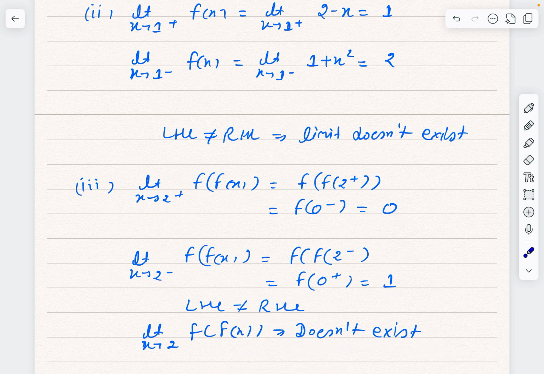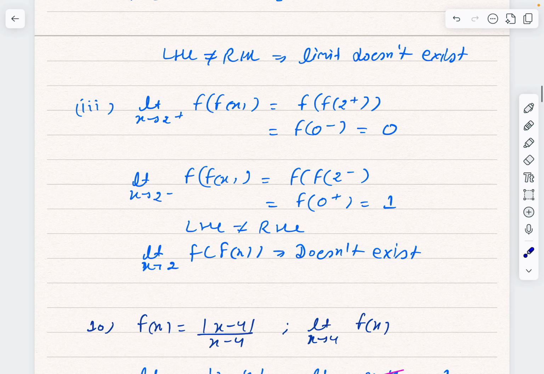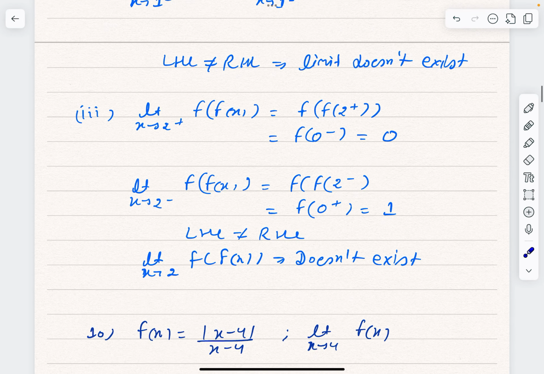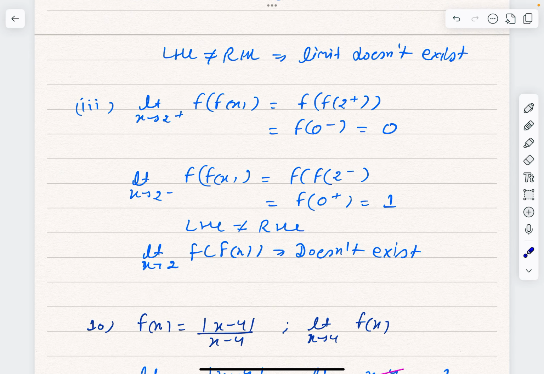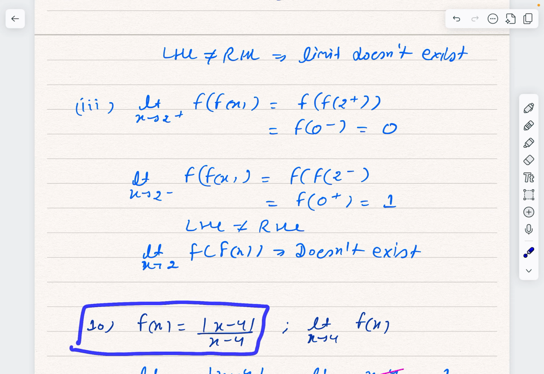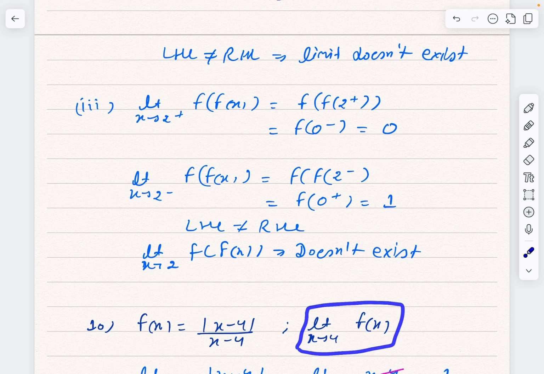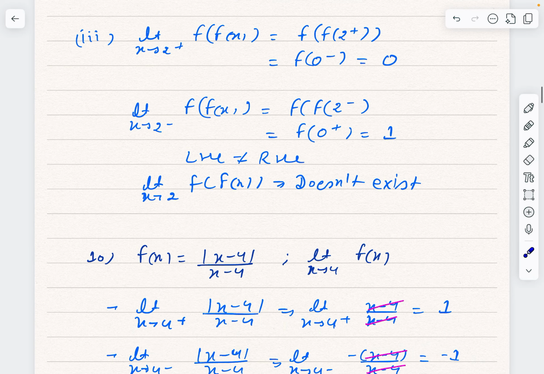I hope it is clear, guys. This is an important problem. If you don't understand, just try it again. Otherwise, like I told you, you can put it in the comment section. I will try to help you, or you can ask me in the class also. Okay, guys. Last problem, I think. 10th problem. f of x is mod of x minus 4 by x minus 4, limit x tends to 4 of f of x, they are asking. You can try it. Let's start the discussion now.